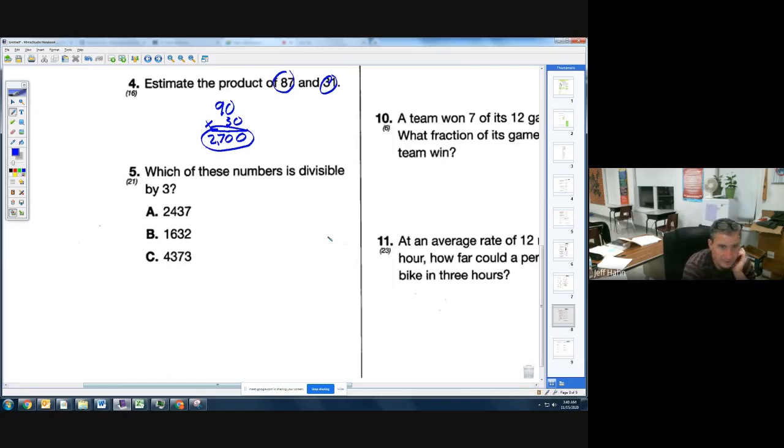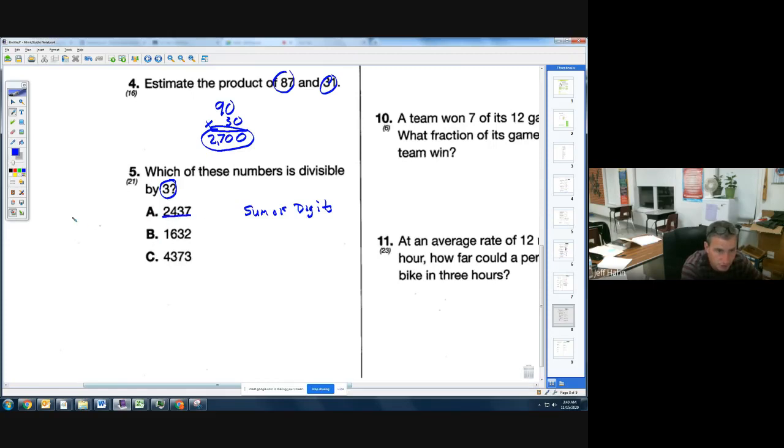Which of these is divisible by 3? If you check your notes, and hopefully you did, you remember that numbers divisible by 3, we have this little rule that we just simply called the sum of the digits, which means you add all the digits together and divide it by 3. And if that can be divided by 3, then the number can be divided by 3. So let's look at this one.